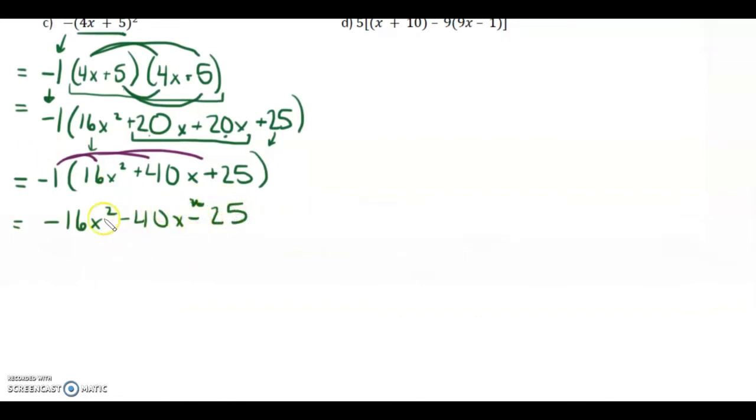There we go. Okay, if I ever say the word negate, all this means is that we're flipping signs. So multiplying by -1 or dividing by -1, what we do is negate every single term. So just flip the signs.